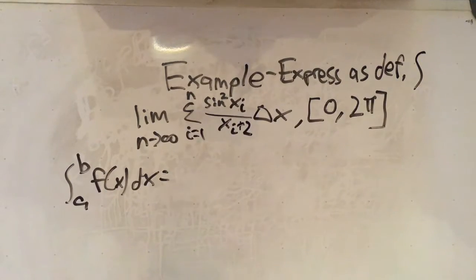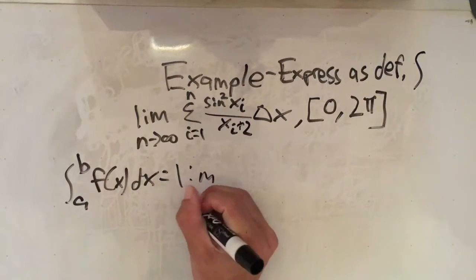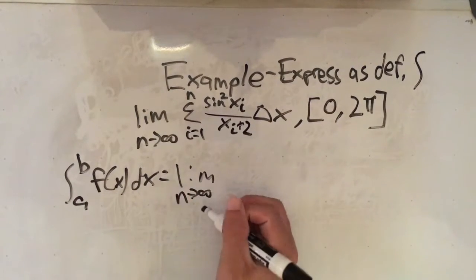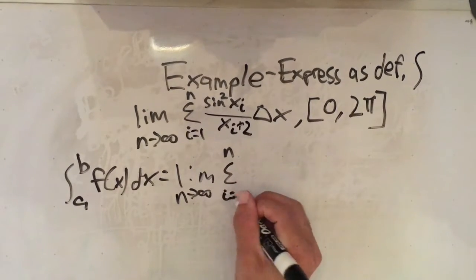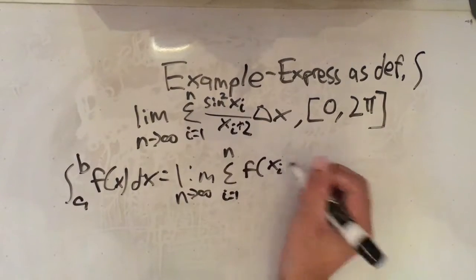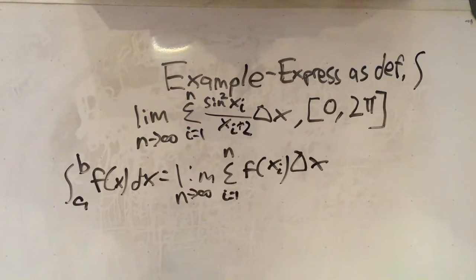Here's an example problem. So we're going to want to express this limit as a definite integral. So how are we going to do that? Well, what we're going to need to do is recall our definition of a definite integral formula. So what that was is the definite integral equals the limit as n goes to infinity of the summation of f of x sub i delta x.